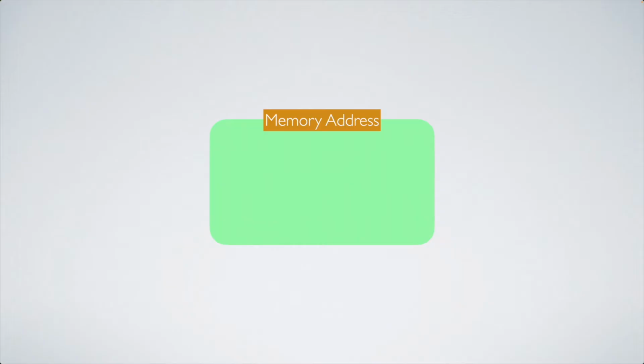Now we're going to look more into the memory address. This is an important one. If two objects have the same address, it means that they are the same thing, because each address is unique.